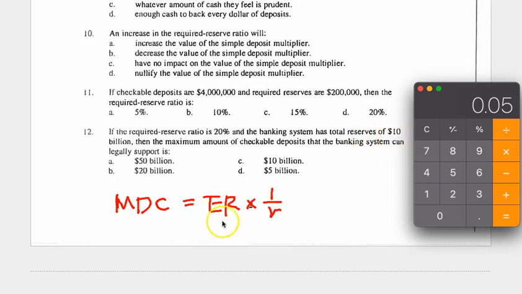So 10 billion dollars right here times 1 divided by R, the required reserve ratio, 20%. So 1 over R, 20%, is 5 times this $10 billion. The right answer is answer A. The maximum deposit that can be created is $50 billion. That's for question number 12.